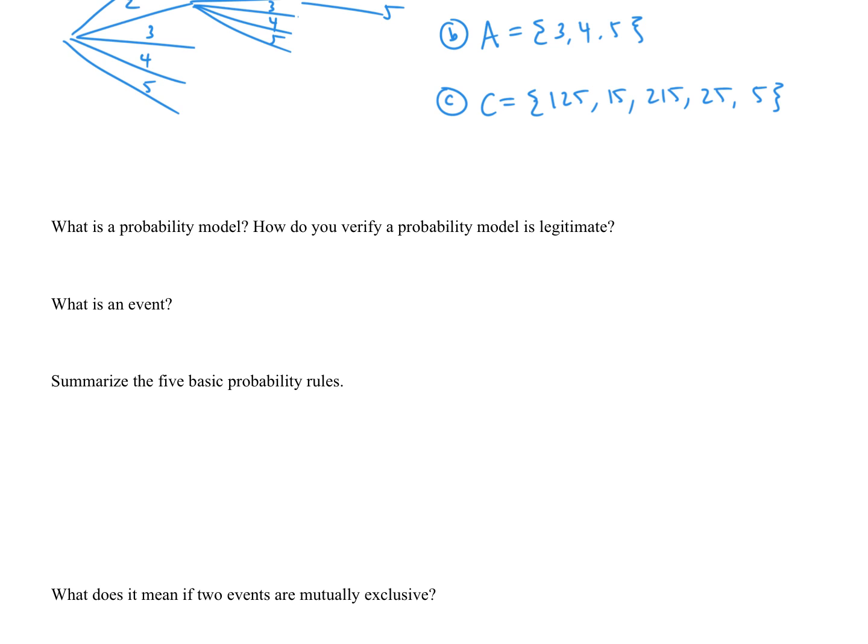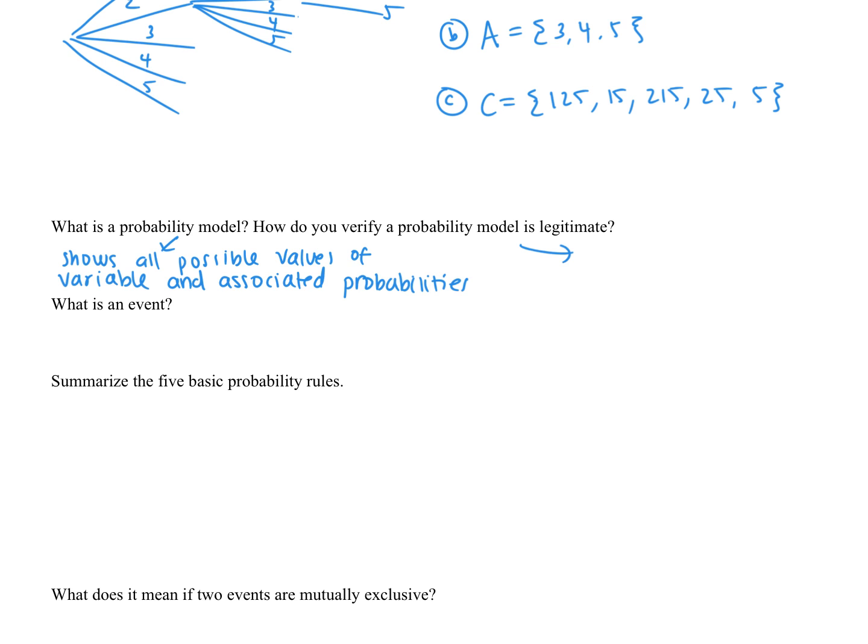Okay. What is a probability model? We wrote this on the previous page. Probability model shows all possible values of the variable and the associated probabilities. How do you verify that the probability model is legit? We also wrote that on the previous page. The probabilities sum to 1. Not greater than 1, not less than 1.